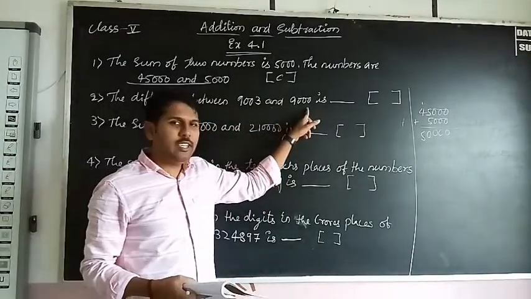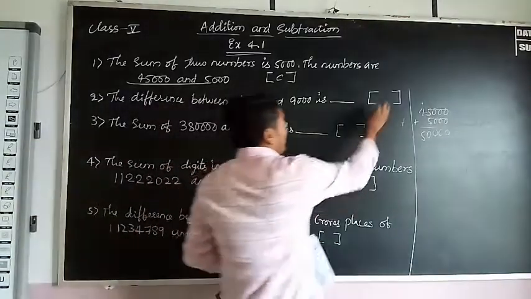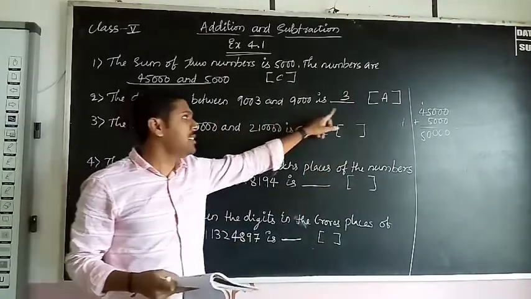Second one, difference between 9,003 and 9,000. 9,003 and 9,000 is how much? Option A. Answer 3. Just subtract these two numbers. So you get the answer 3.